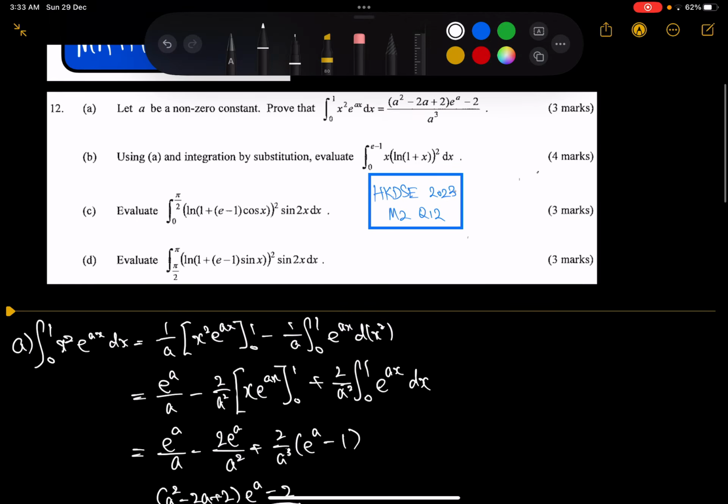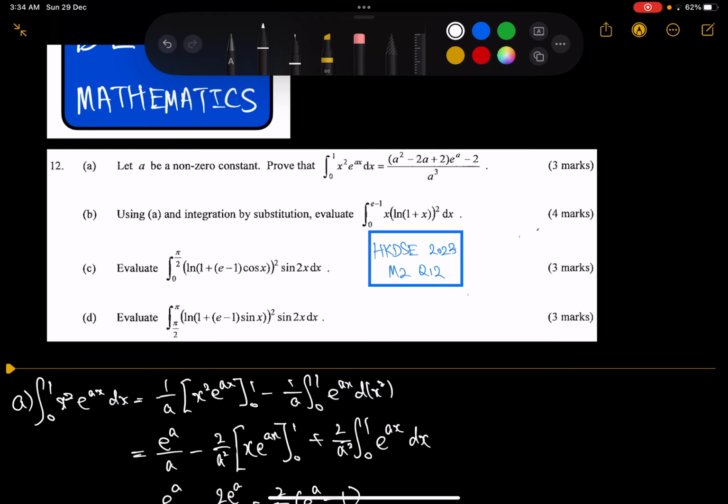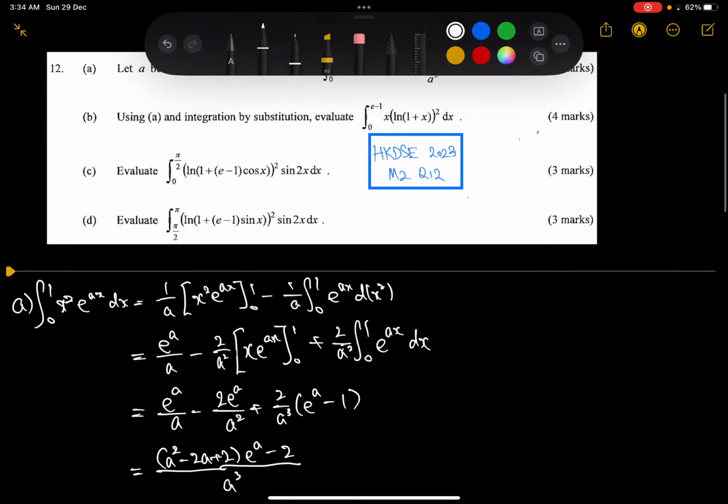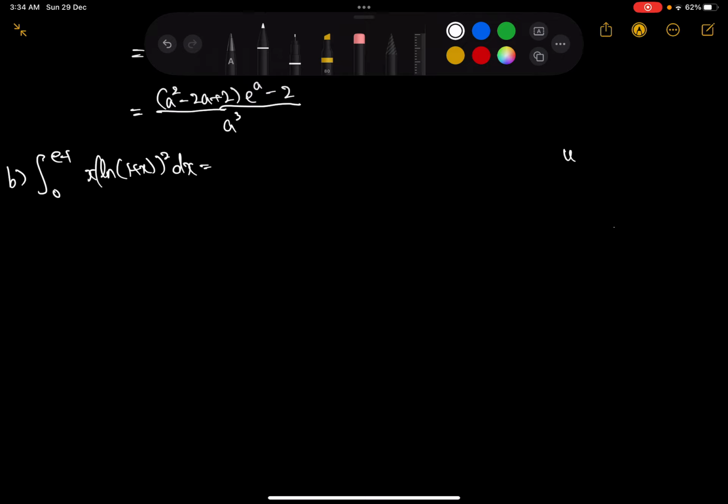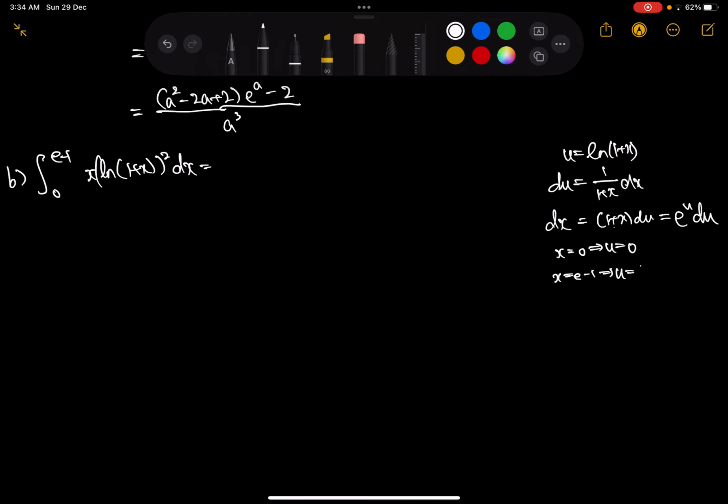Part B, we have to use part A, so the obvious substitution is u equals natural log of 1 plus x. Yes, that one's the biggest hint. So we have, oops, it should be e minus 1. And u is natural log 1 plus x, so du is 1 over 1 plus x dx, which means dx is 1 plus x du, which is e to the power of u du. And then obviously x equals 0 implies u equals 0, and x equals e minus 1 implies u equals 1.